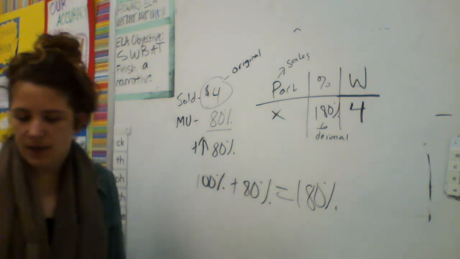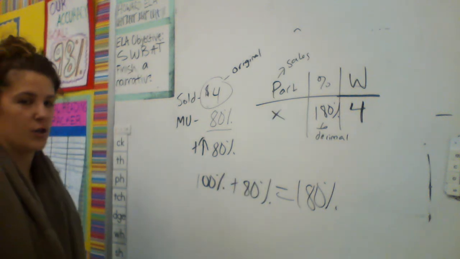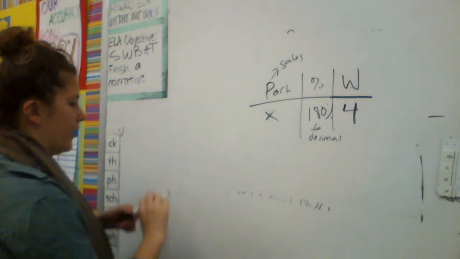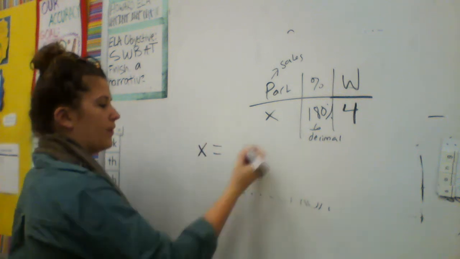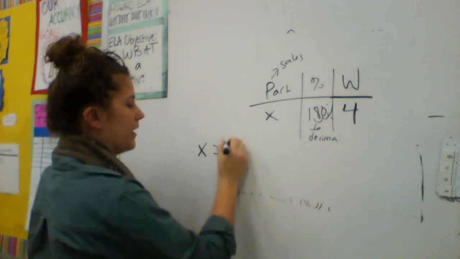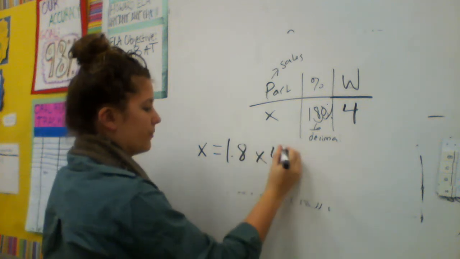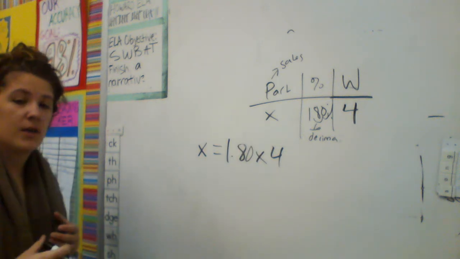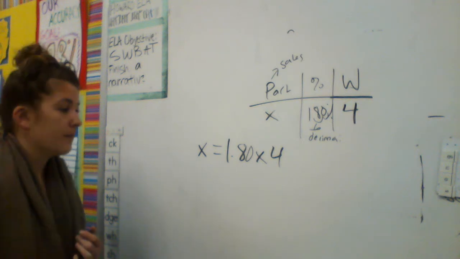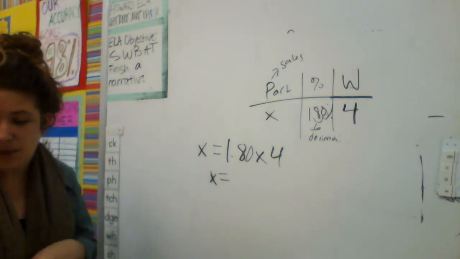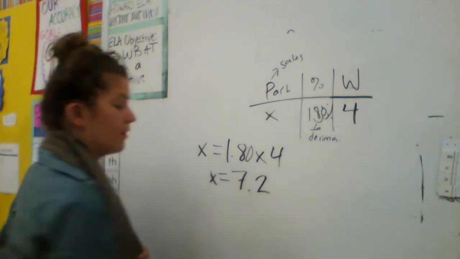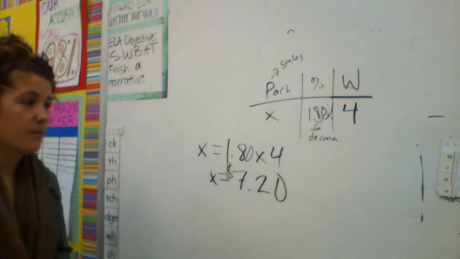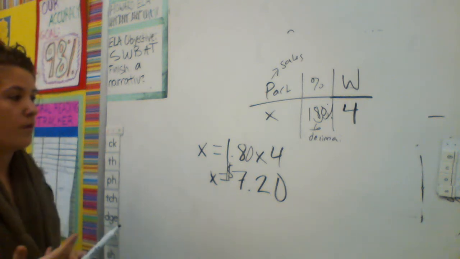My part, or the sales price, I don't know. It's asking me how much does the store charge per shirt. So I'm going to fill out my equation. My part should equal my percent, which I'll write as a decimal. Move it back 2 spots. 1.8 times 4. And this could be 1.80 times 4. It doesn't change. On this, we can use a calculator, so go ahead and Google calculator. X should equal 1.8 times 4, which is 7.2. I'm talking about money, so it's $7.20. There's our first one. That's an example of a markup.